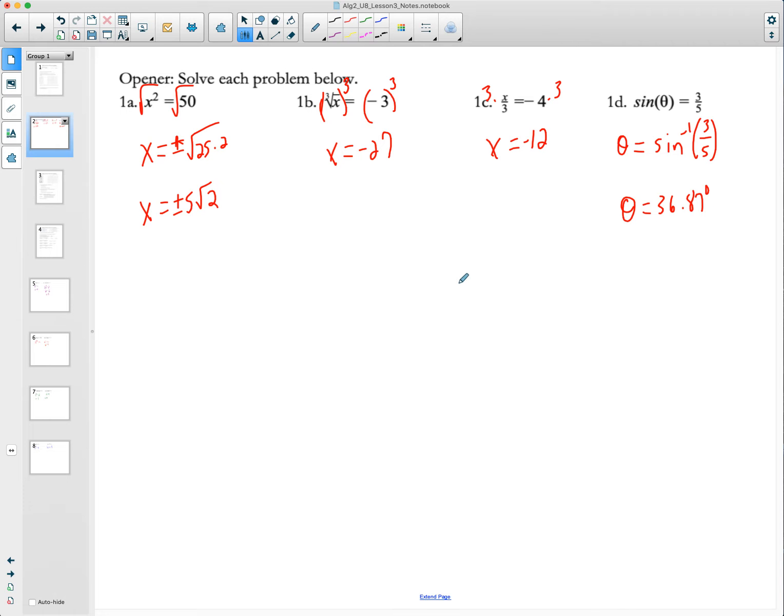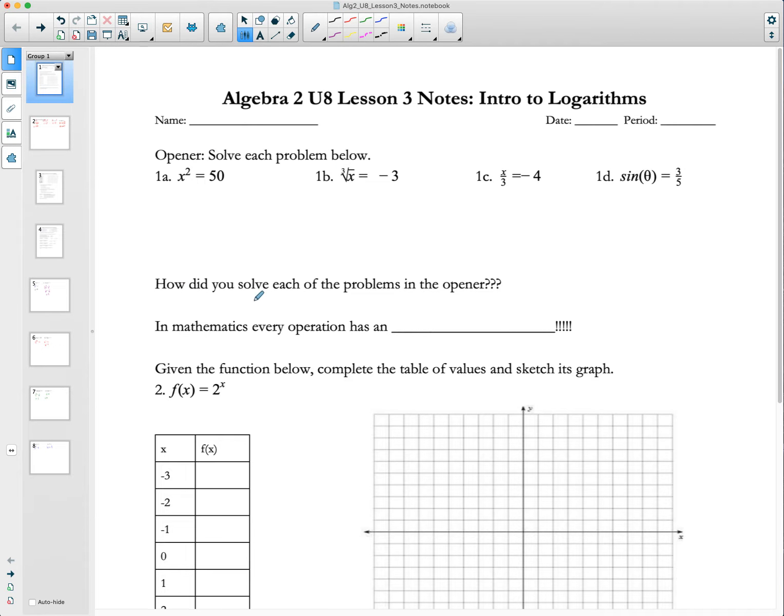And so these might all 4 seem kind of random. And in a way, they are random. And they're not really tied to anything except for the idea of this, right? So how did we solve each of those problems? What did we have to do? We had to do the inverse of that operation in order to solve. So we had to take the square root to undo a square. We had to cube to undo a cube root. We had to multiply in order to undo division. We had to take the sine inverse to undo the sine of an angle.